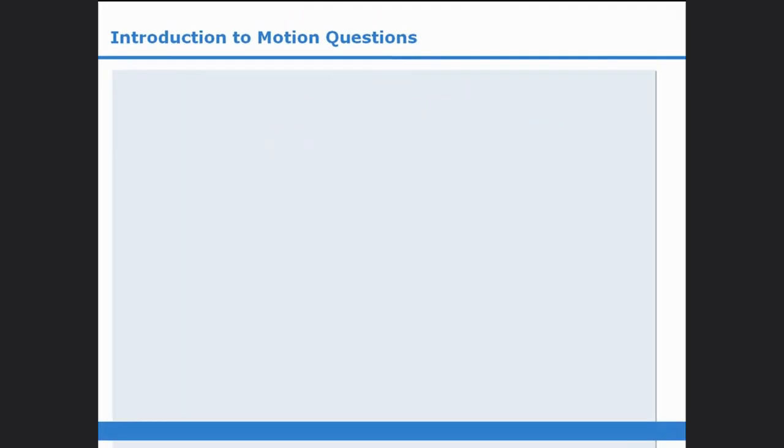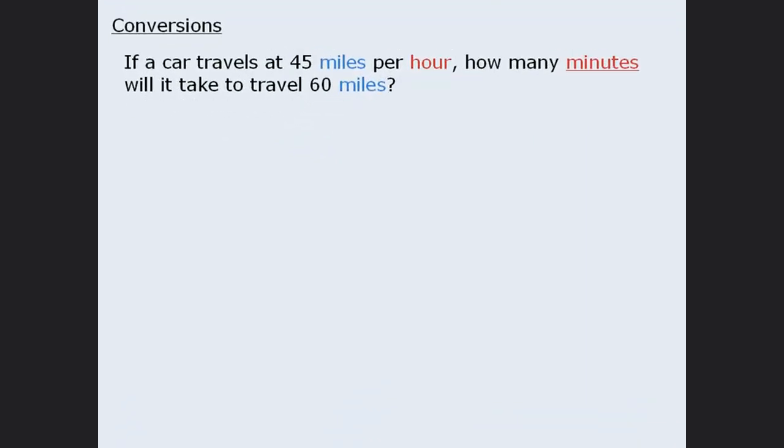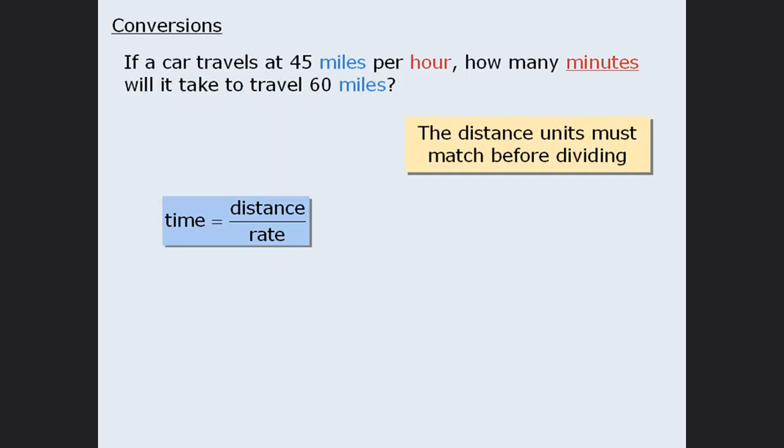Okay, let's try one more example. Here we are told that a car travels at 45 miles per hour, and we want to determine how many minutes it will take to travel 60 miles. To find the time here, we will apply the time formula. However, before we can apply this formula, we must first have matching distance units. Well, the distance is 60 miles, and the speed is 45 miles per hour. Since the distance units do match, we can apply our formula.